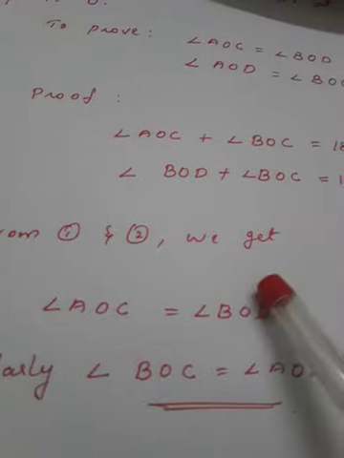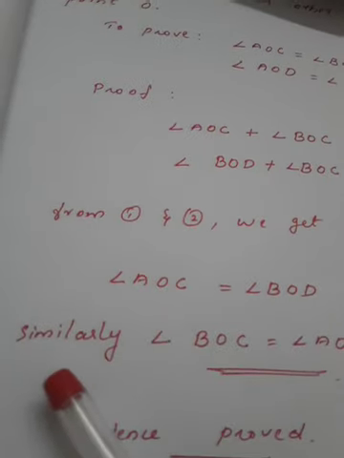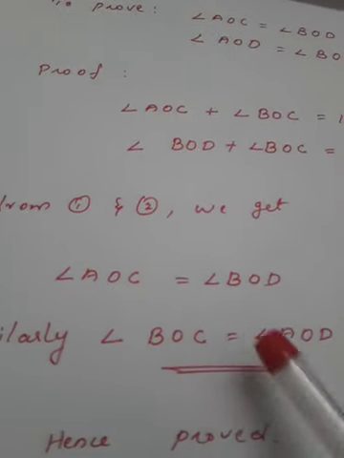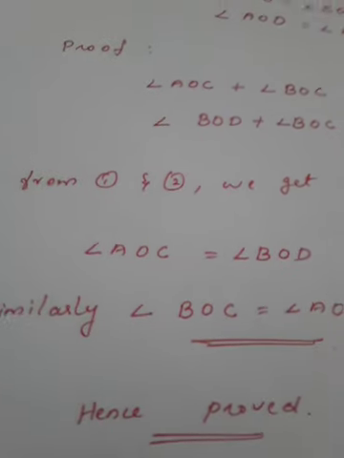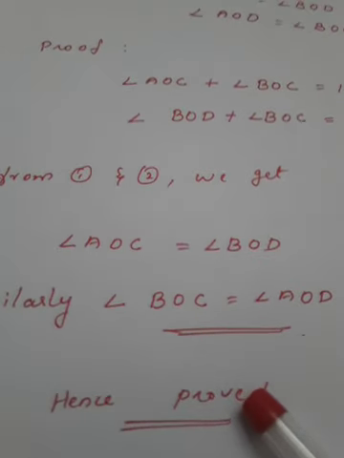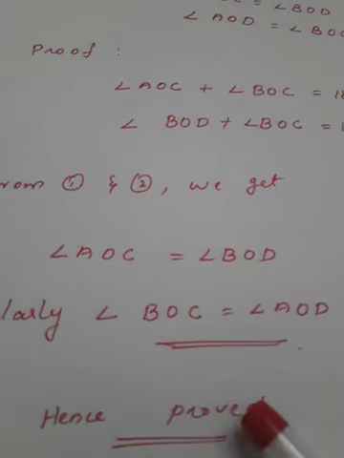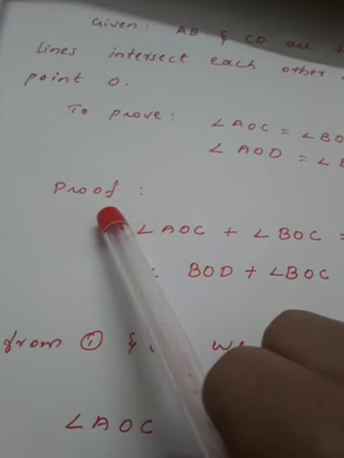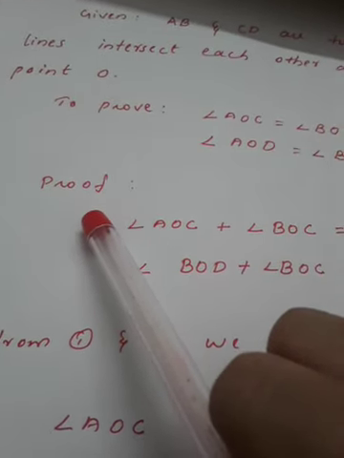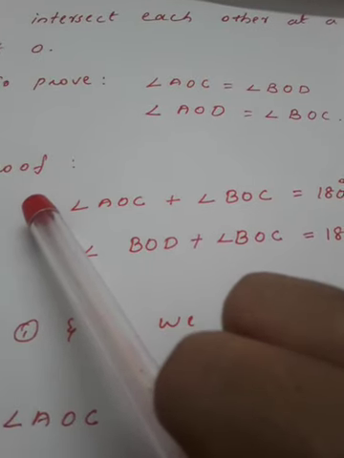No need to write all these steps for the next. Just write similarly angle BOC equal angle AOD. Hence proved. Okay, this is the step for the proof of the theorem: Given, to prove, then the proof. Okay, we can use the axioms to prove the theorems.